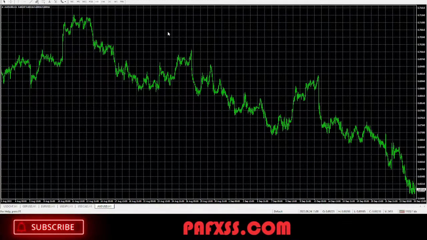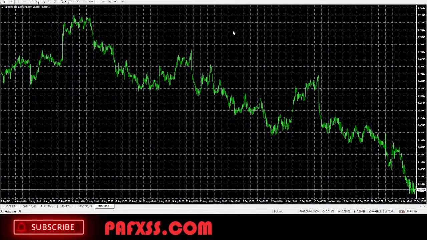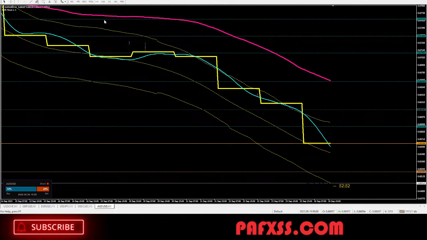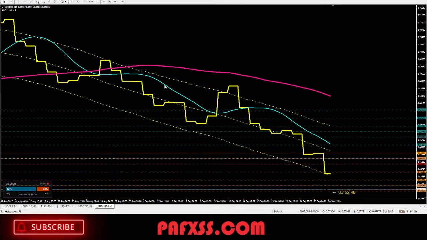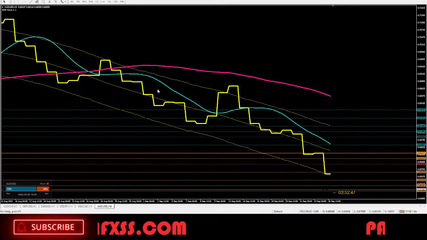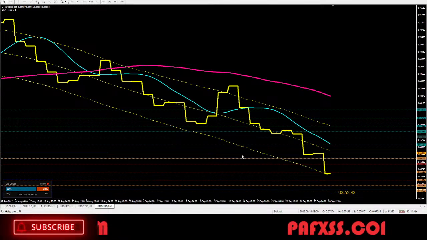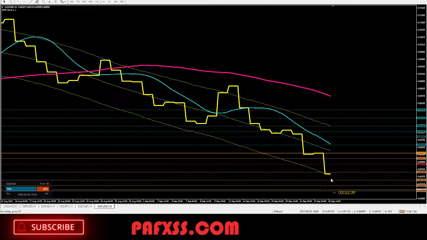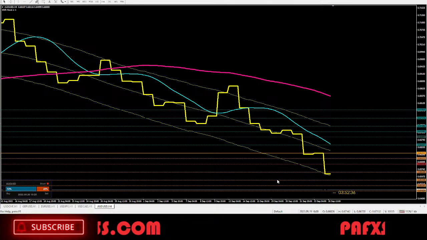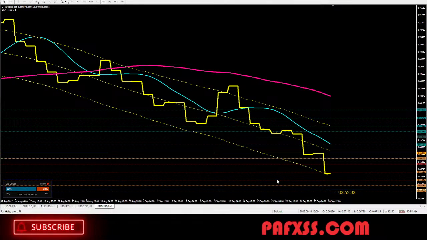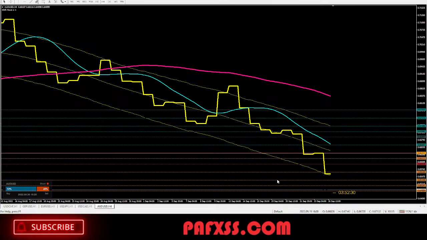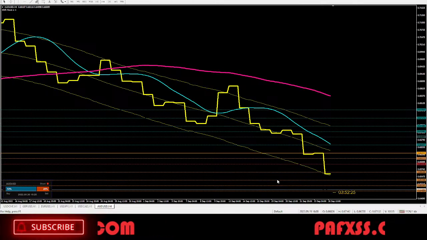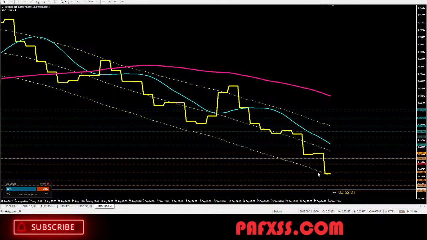First things first, I'm going to load the God46 template. This strategy only works on the 4-hour time frame. This one doesn't meet the criteria, because for the PAFXSS Insider Technique to work, it needs to have four confirmations. Okay, it doesn't have them.